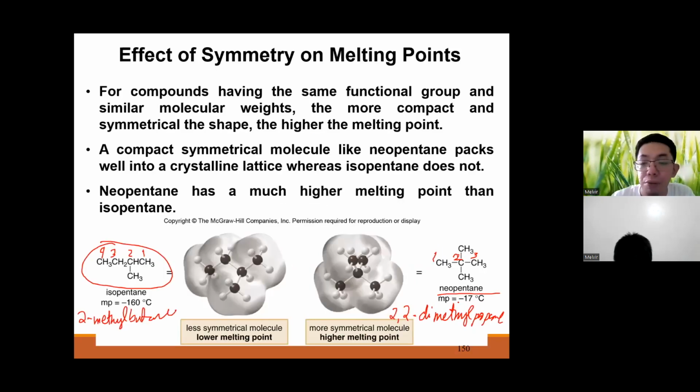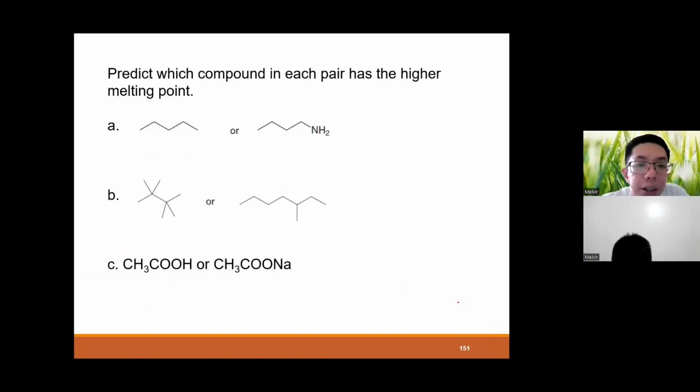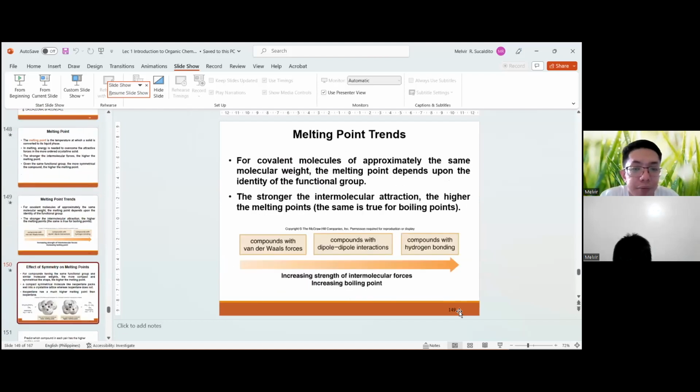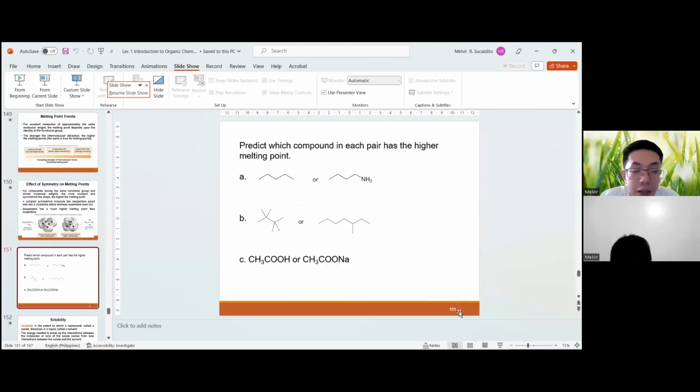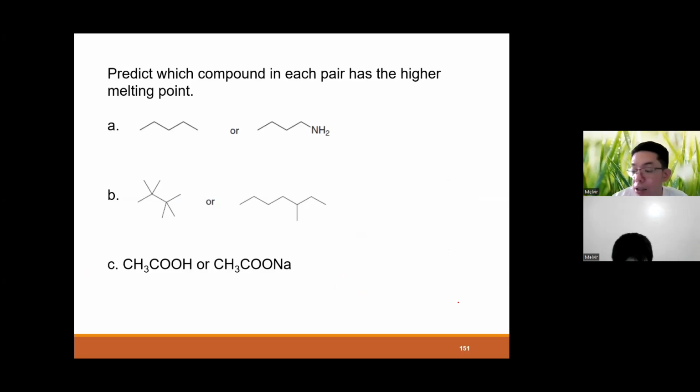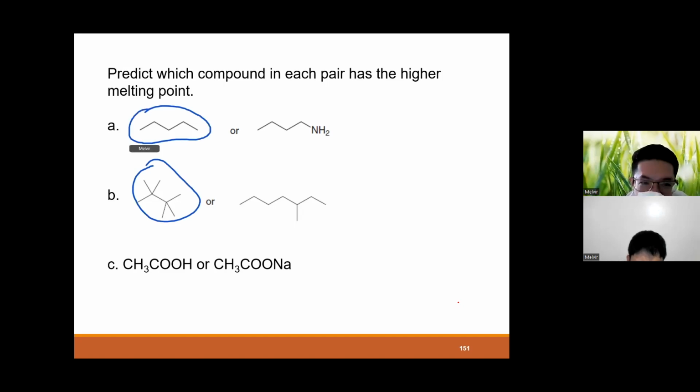Okay? So, ayan. So, with that, you can now predict which compound in each pair has the higher melting point. Sige, go ahead. Almost the same din naman yan sa boiling point natin. So, tatlo lang siya. Bilugan mo lang, Josh, ha? So, bigyan lang kita 1 minute for this. Bilugan mo lang kung sino yung mas mataas yung boiling point. Melting point rather. Predict which compound in each pair has the higher melting point.